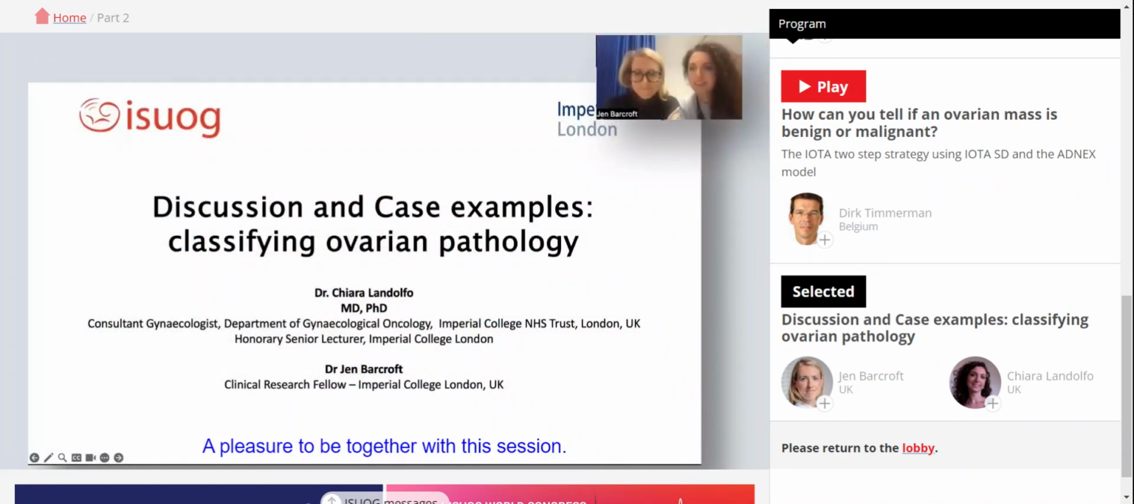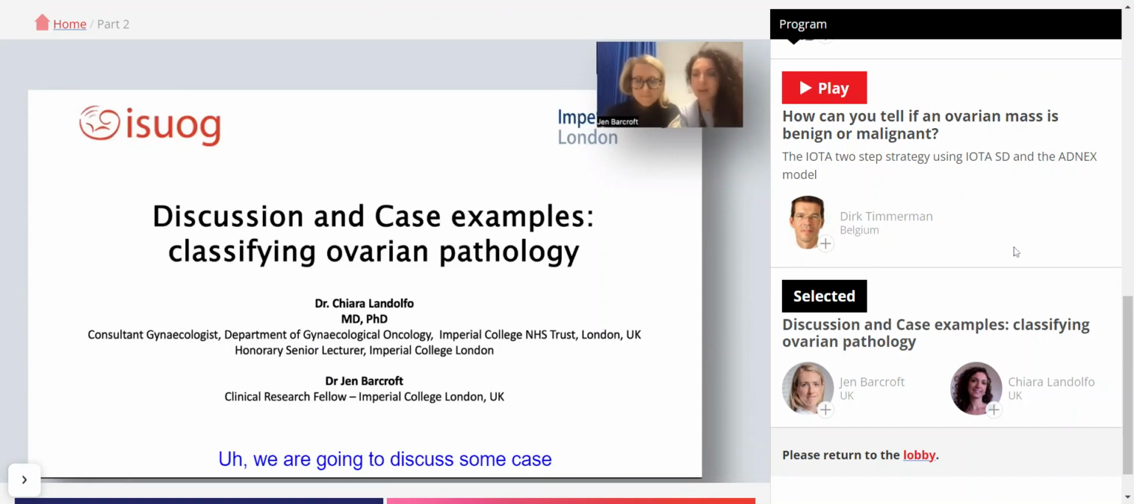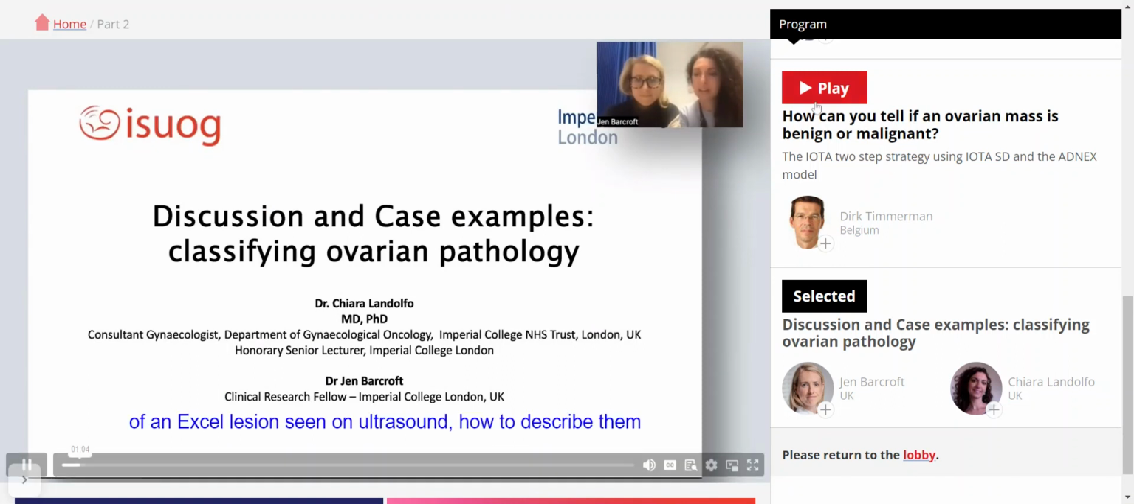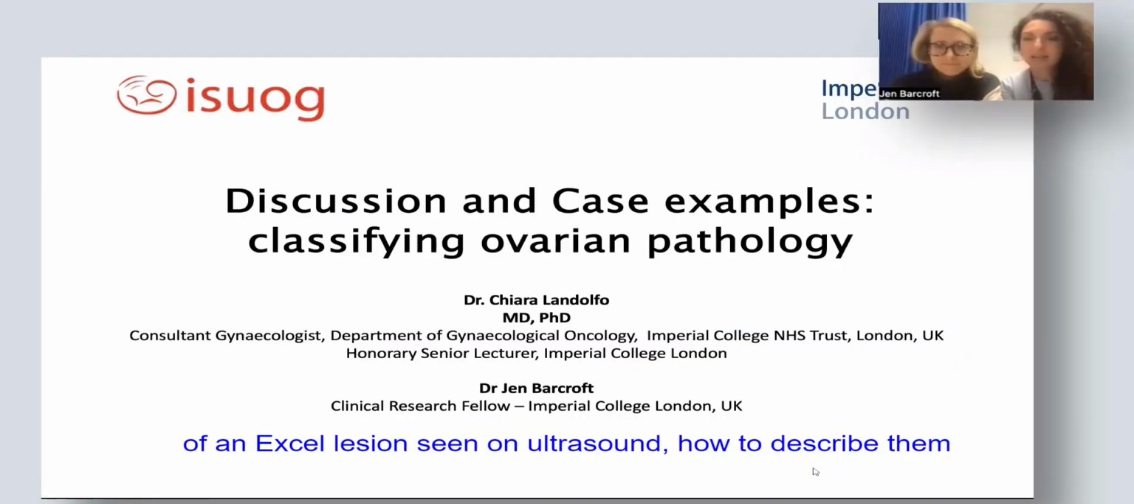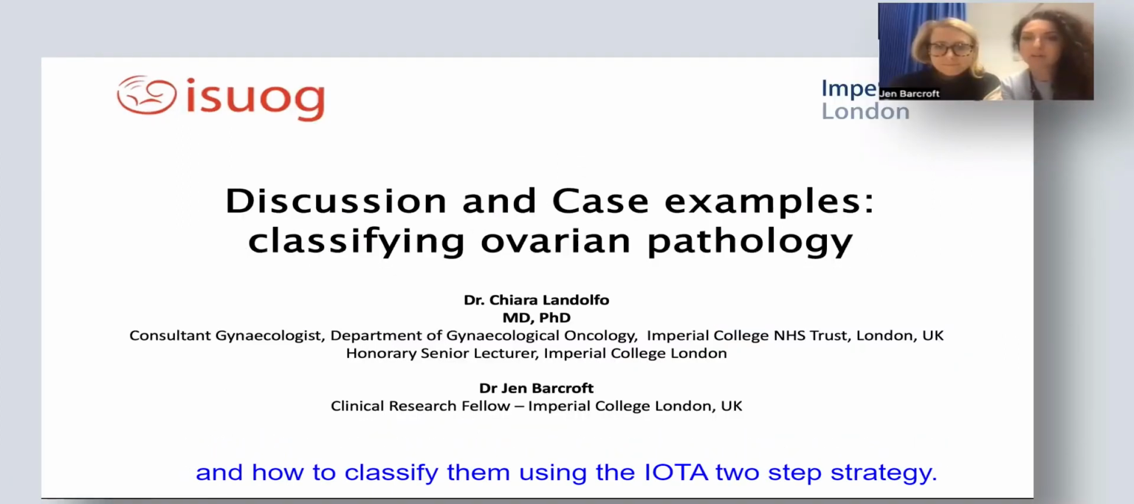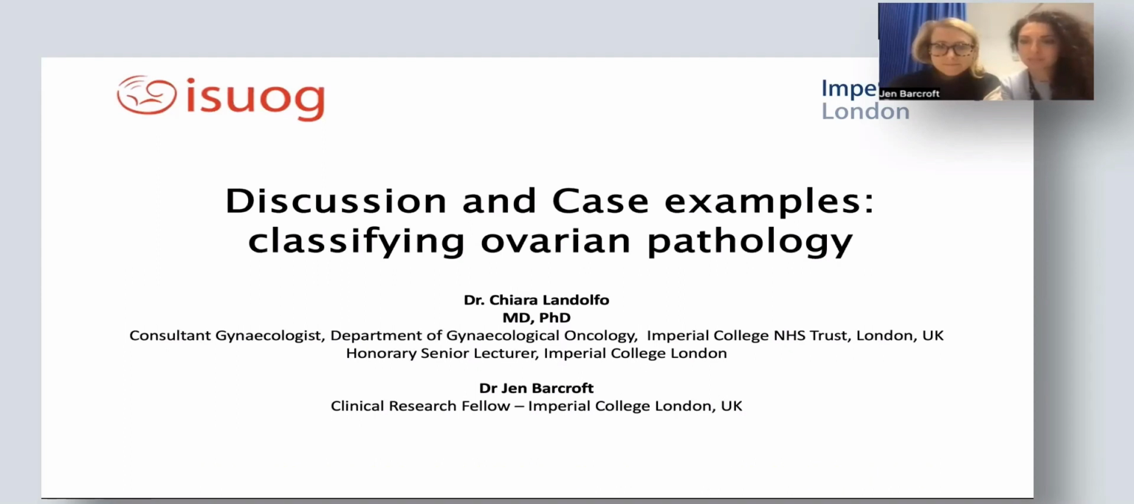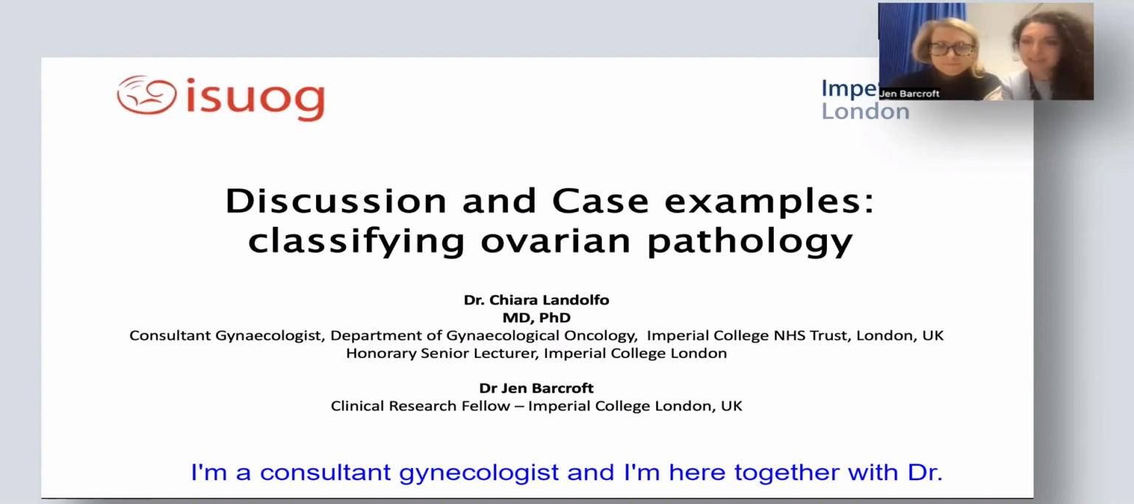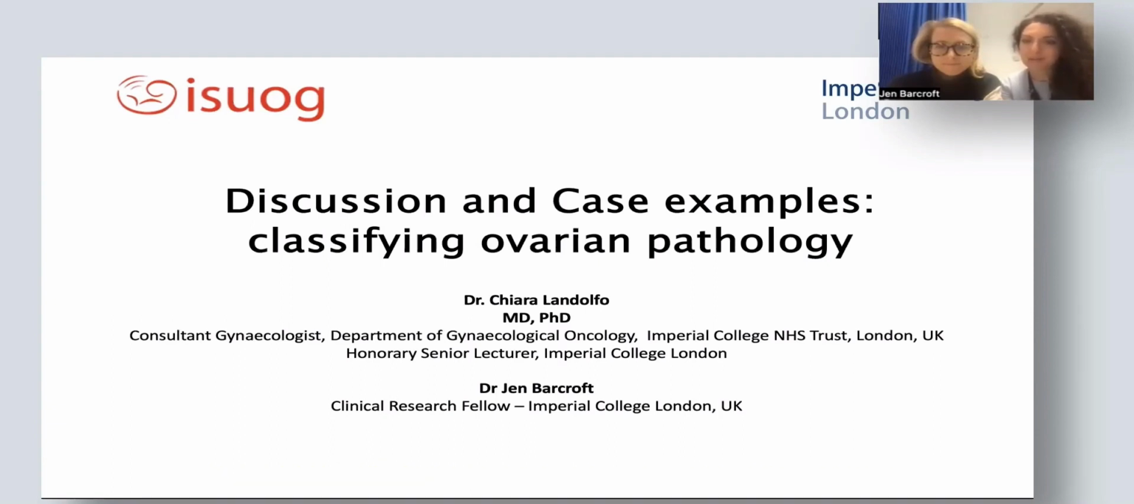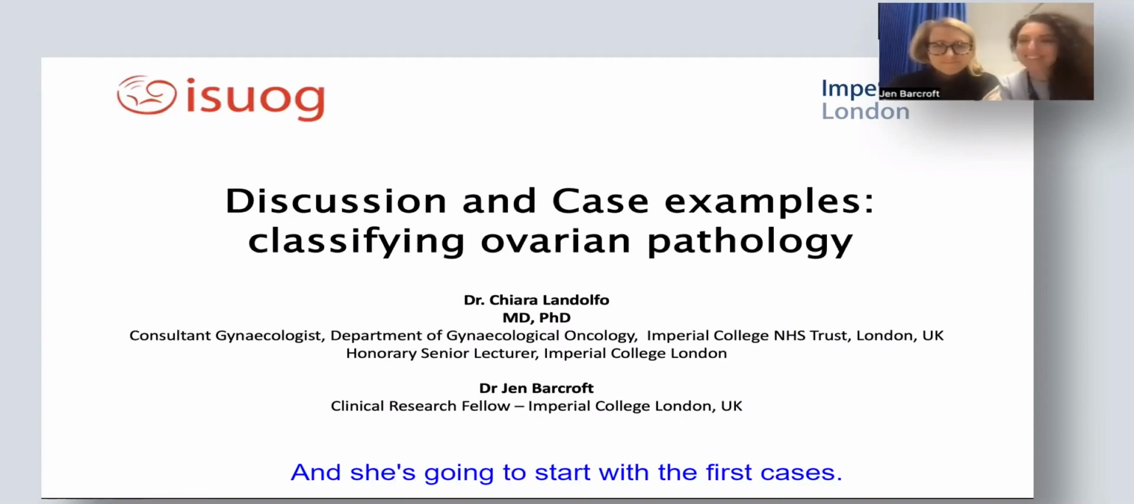It's a pleasure to be together with this session. We are going to discuss some cases of adnexal lesions seen on ultrasound, how to describe them, and how to classify them using the IOTA two-step strategy. I'm Miss Chiara Landolfo. I'm a consultant gynecologist, and I'm here together with Dr. Jen Barcroft, our clinical research fellow. And she's going to start with the first cases.